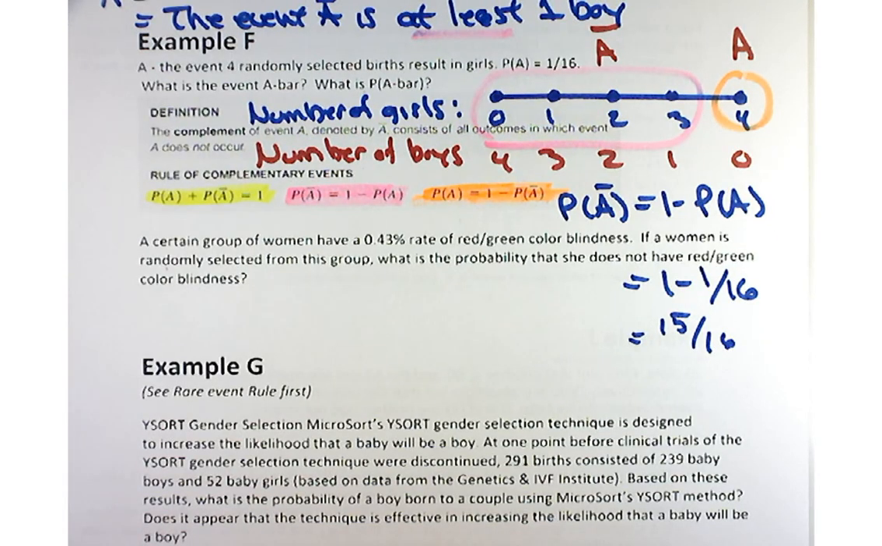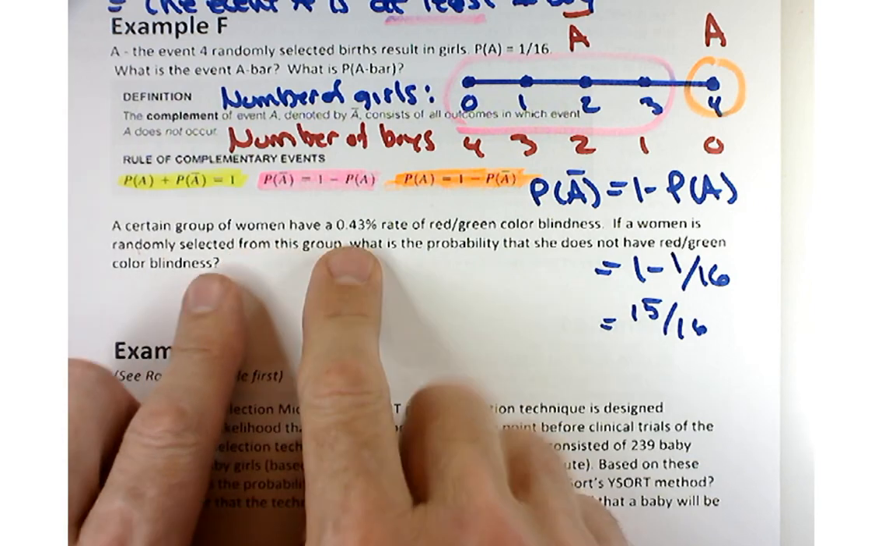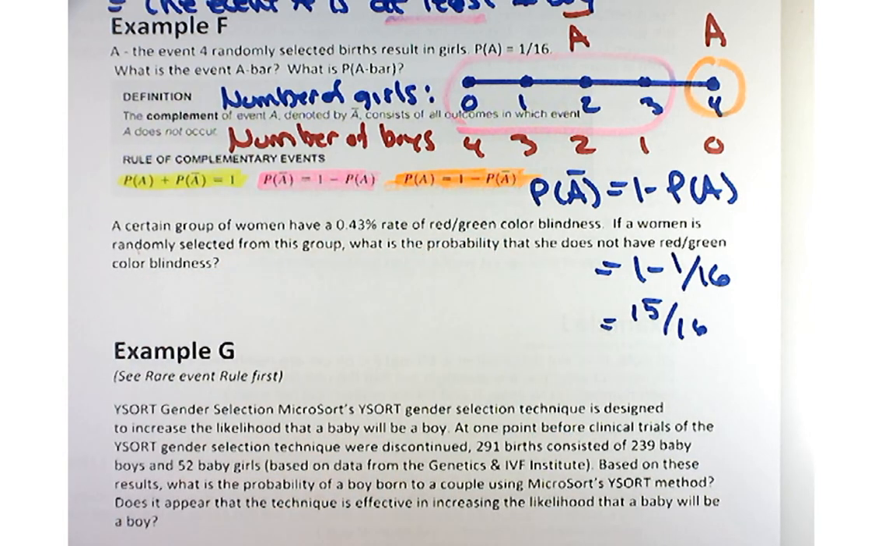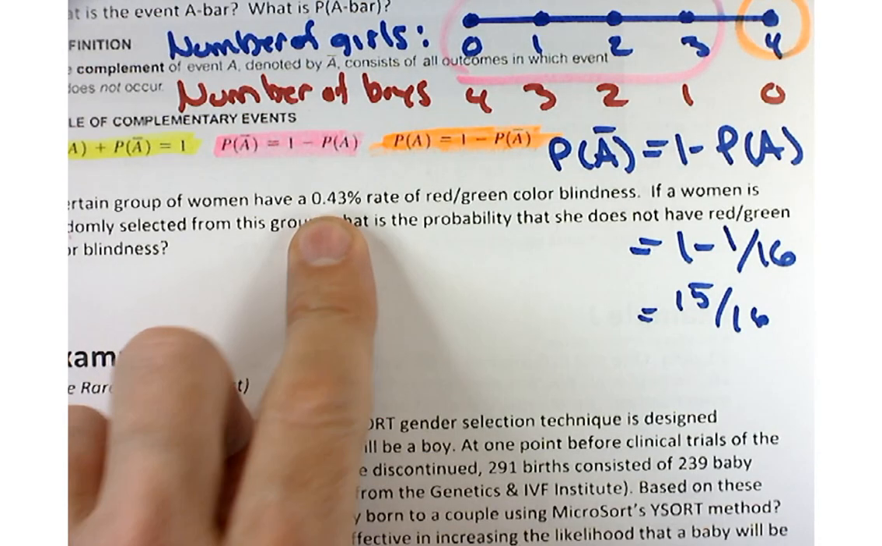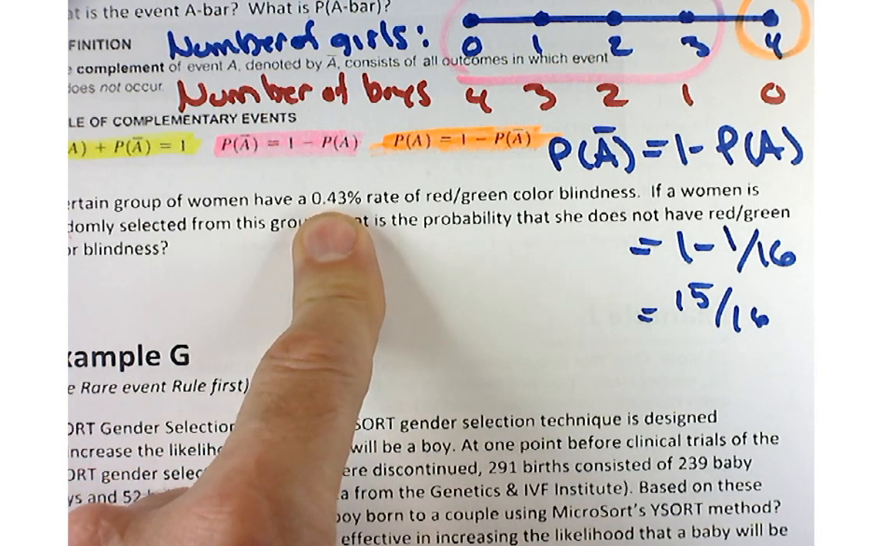Let's try another one, kind of like the one up above. A certain group of women have a 0.43% rate of red-green color blindness. If a woman is randomly selected from this group, what's the probability that she does not have red-green color blindness? First of all, is a 0.43% chance a big chance? Pretty decent.